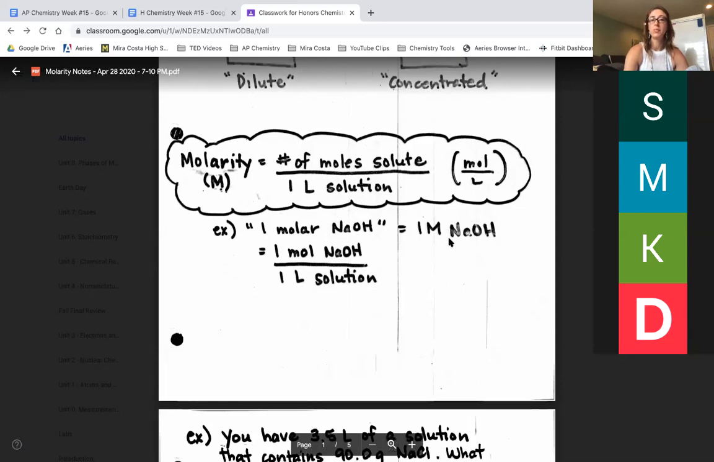Okay, and so when we label a solution in the lab, I would probably write something like this: 1 molar NaOH, and then I would put the date that I made it, and then I would also put my initials on it like this. So that would be on a typical label in my stock room, okay? And then you know when the substance was made, and you got to label the concentration and what's in there. Otherwise, most substances just look like water.